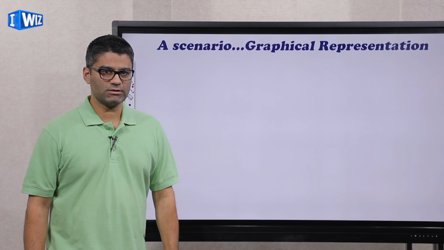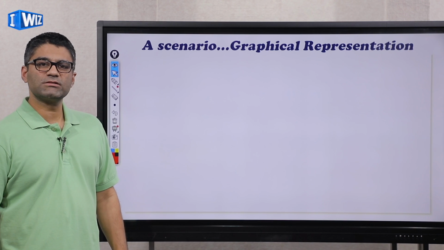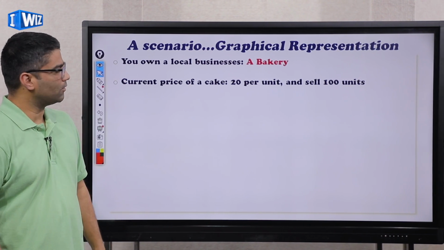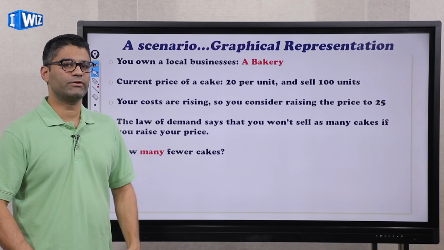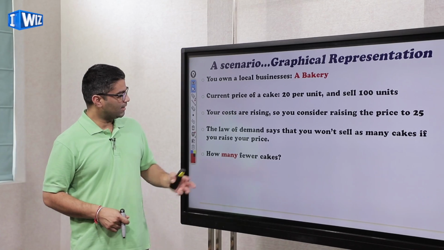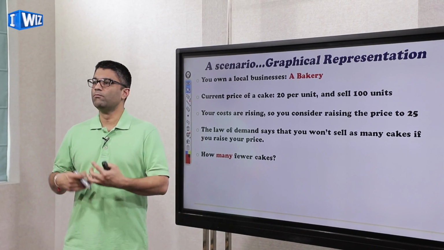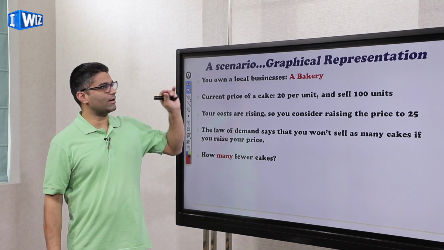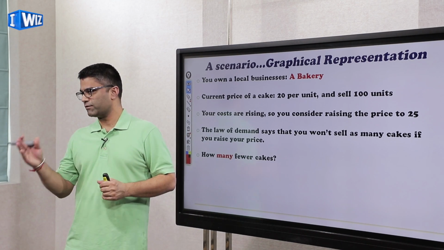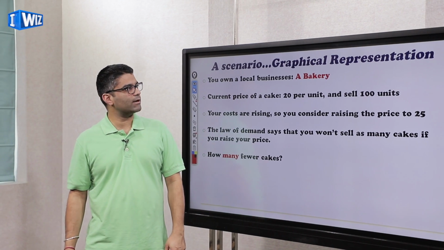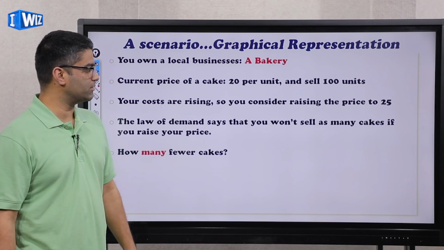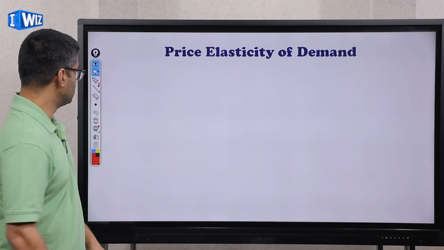Guys, let's get back to the concept of elasticity. In the previous video, we looked at an example of you running a bakery and your costs are rising. As a result, you are going to increase the price of the cakes you're selling. What we answered was how many more or fewer cakes we sell, which is what elasticity tells us. We've gone over the definition and how to calculate it numerically. Now we're going to talk a little more about the graphical representation of price elasticity of demand.